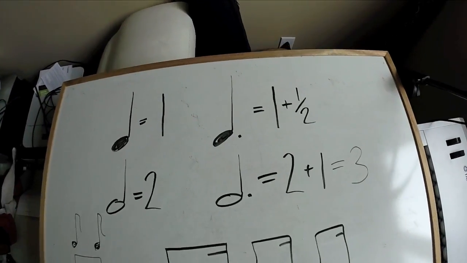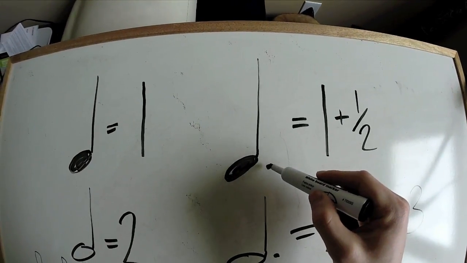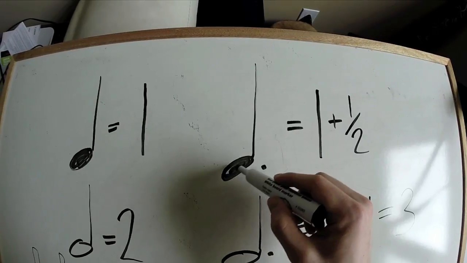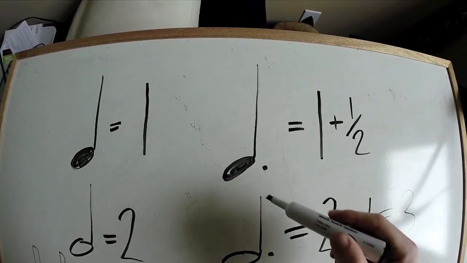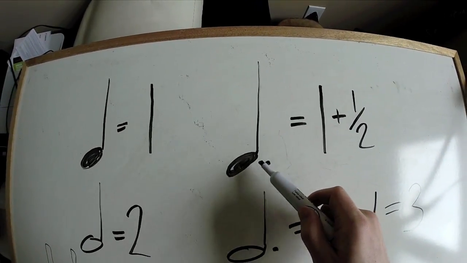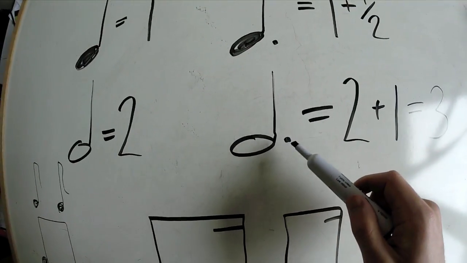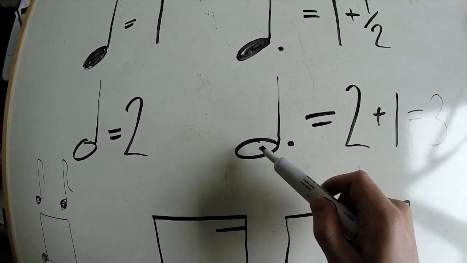So again, the dot after the note, you just add half of whatever value is in front of it. So 1 plus a half, 1.5. 2 plus half of 2, which is 1, 3.